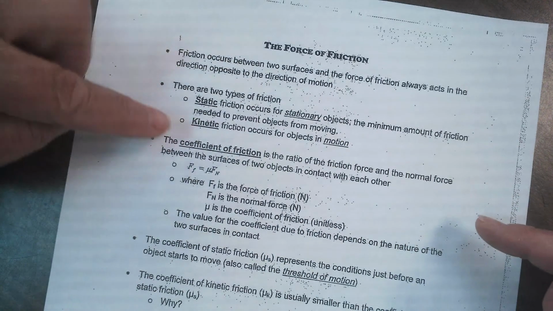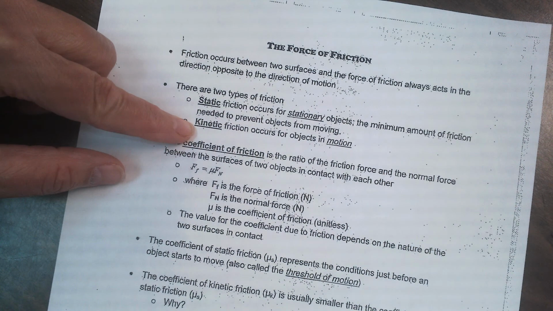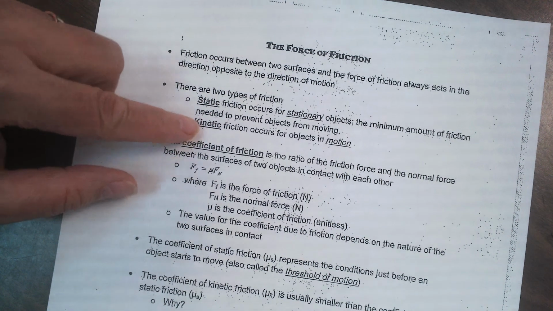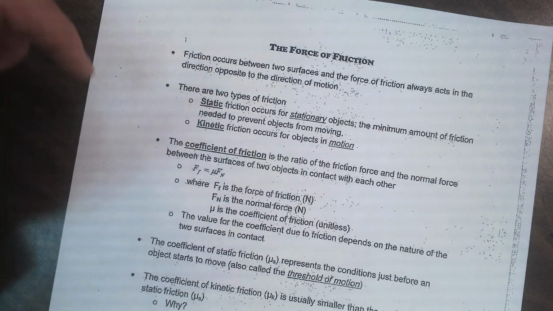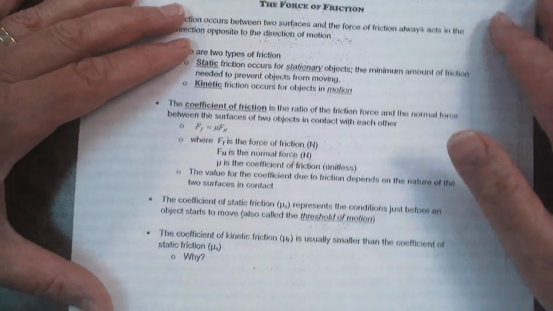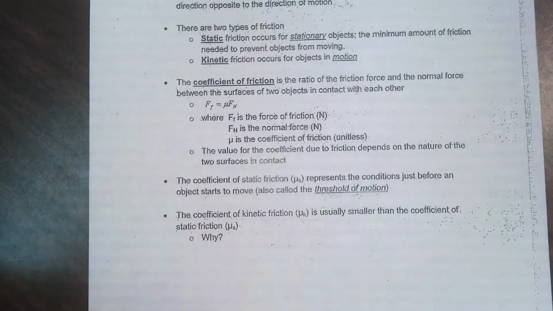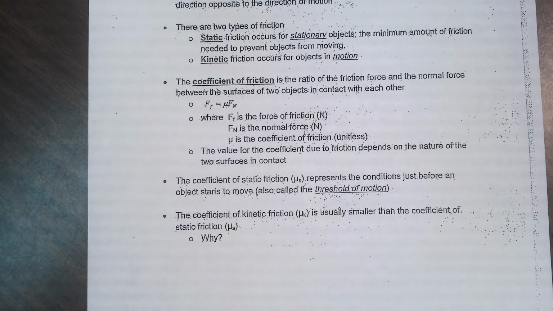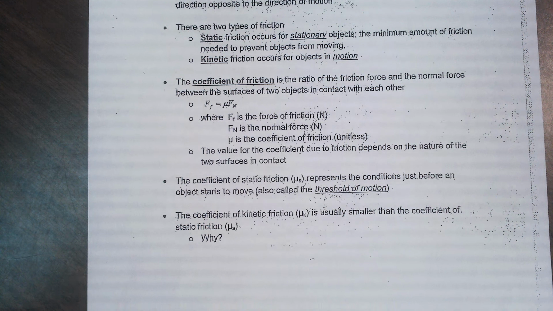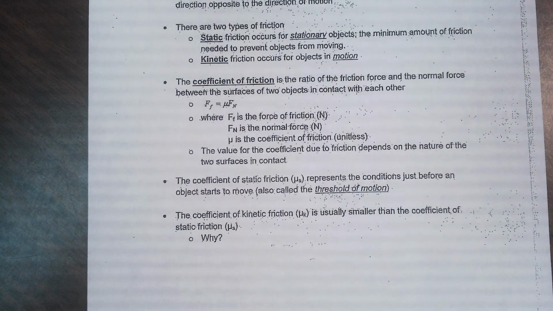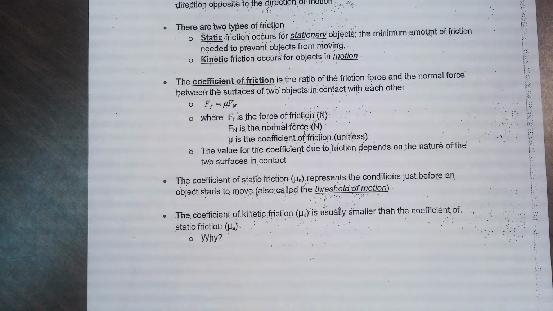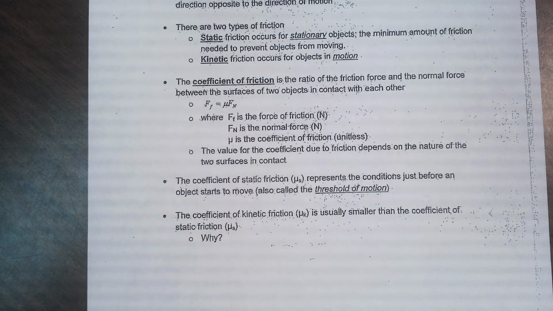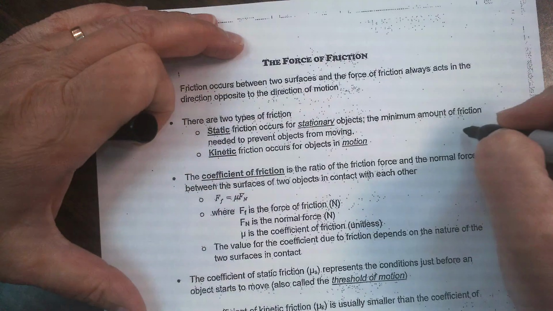Okay? Kinetic friction, and we've looked at kinetic energy and we looked at kinematics, and we know that it's the study of motion. So kinetic friction is for objects that are in motion. And when we look at static friction and kinetic friction, there is a relationship between the two, and we call that the coefficient of friction. And it's the ratio of the friction force and the normal force between the surfaces of two objects in contact with each other. When we look at a diagram, we're like, how can that be?